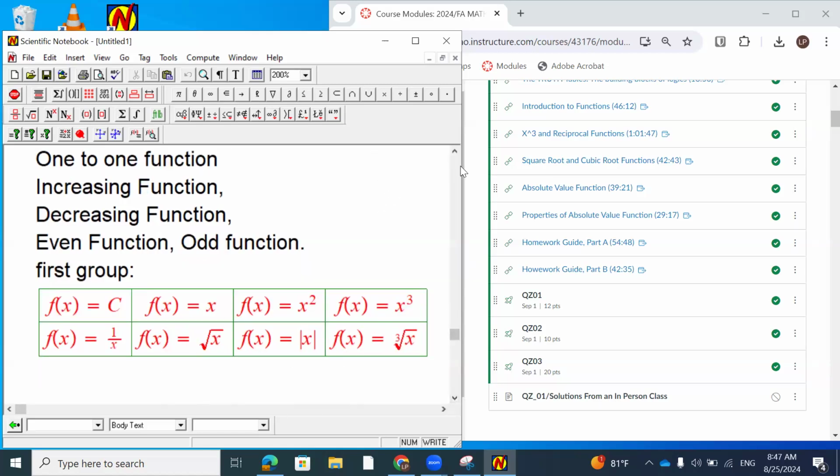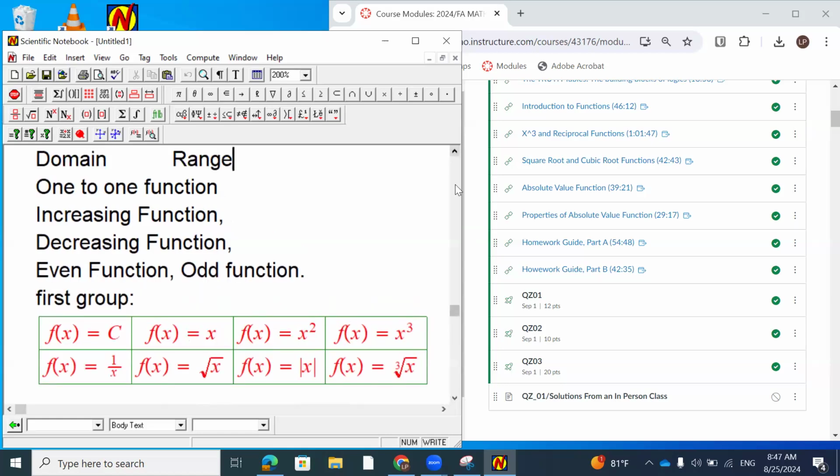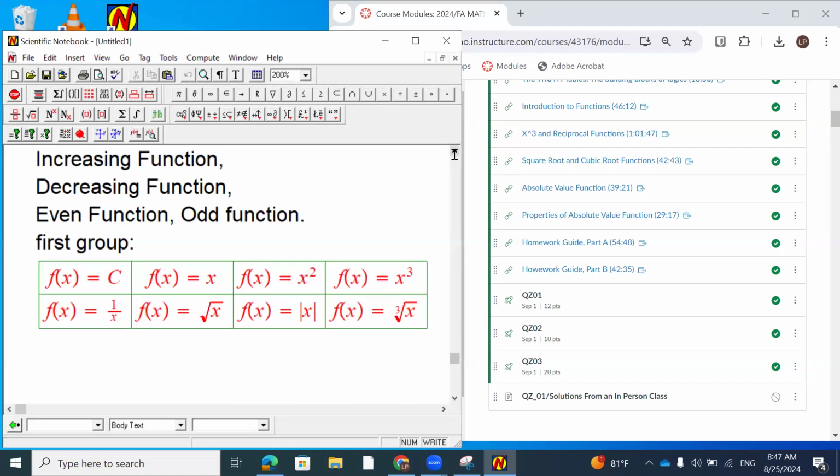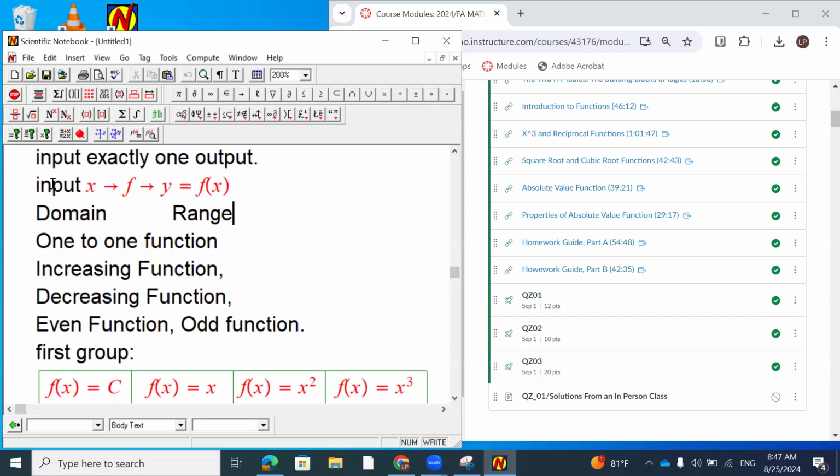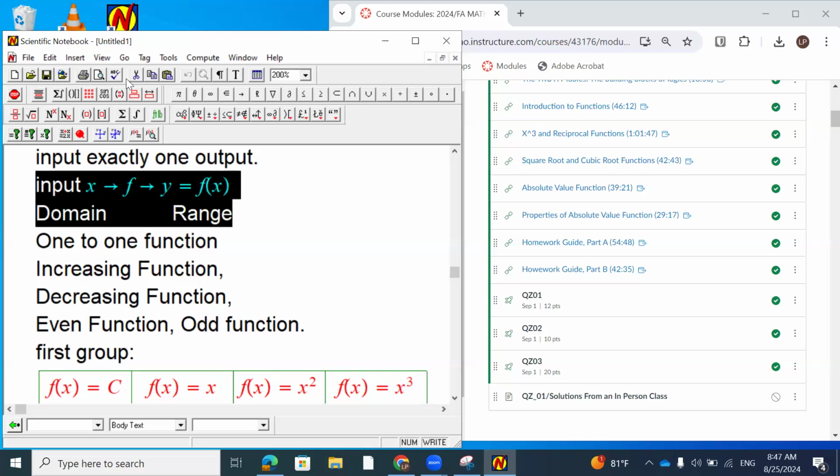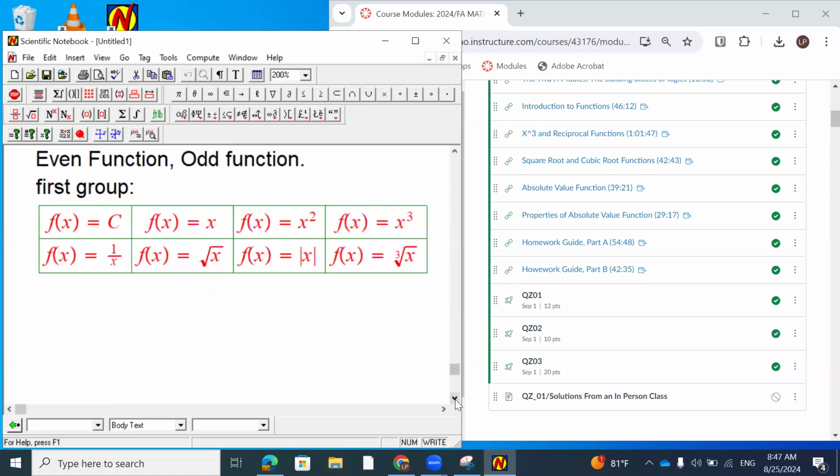So for these 8 functions, we are going to study from input to output, and domain and range. And you will see that we're going to have all these 8 functions being graphed. So not only do we study domain and range, we also study the graph, from input to output.